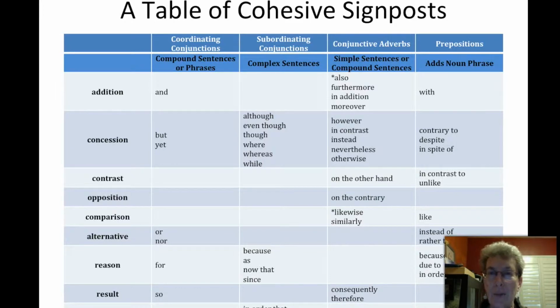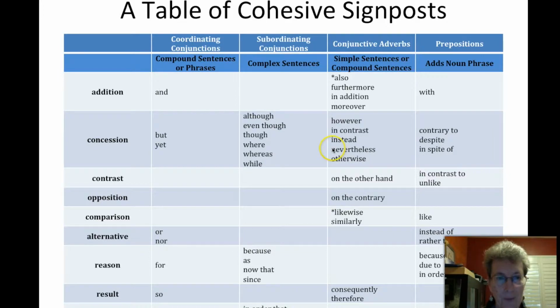Alright, this is a page from the handout I have for you in Canvas. It's a table of cohesive signposts. It's organized into rows and columns. So in the columns, we've got, first of all, all the meanings, and then in the next column, coordinating conjunctions, which are used to make compound sentences or phrases, subordinating conjunctions, which are used to make complex sentences, conjunctive adverbs, which can make just a simple sentence or a compound sentence, and prepositions, which are used to add noun phrases to sentences.